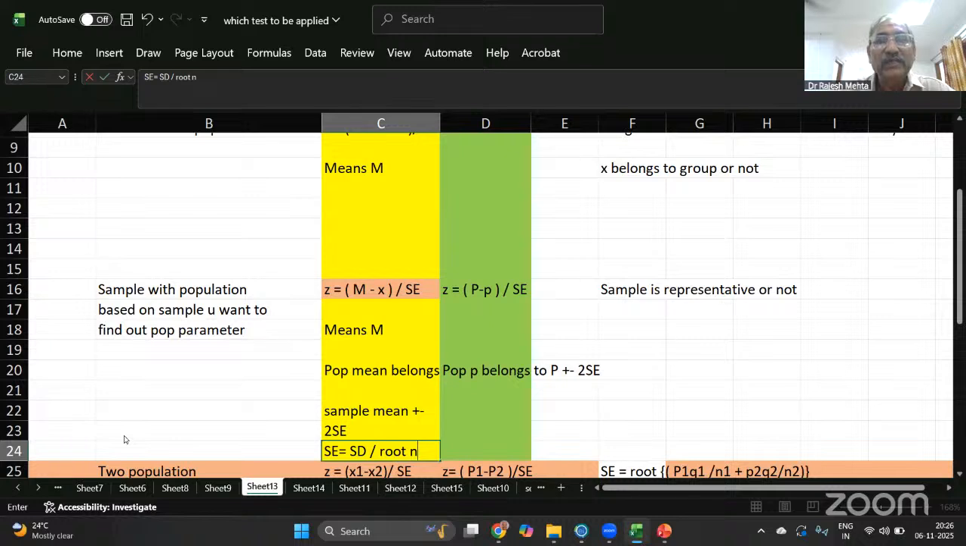So you ultimately find out Z. This has two purposes. Standard error of mean and standard error of proportion have two purposes. One is to find out whether the sample is representative or not, and another is that based on a sample you can find out population proportion or population mean. These are the two uses of standard error of mean and standard error of proportion.